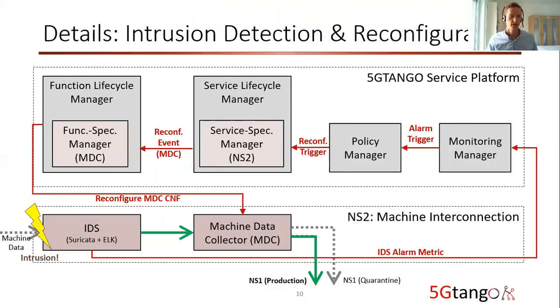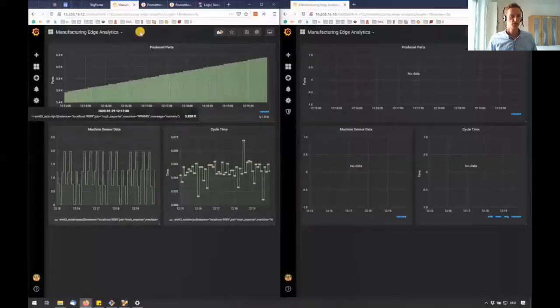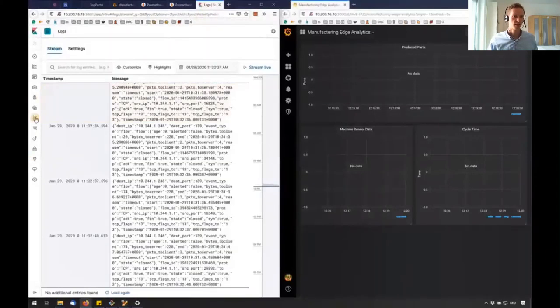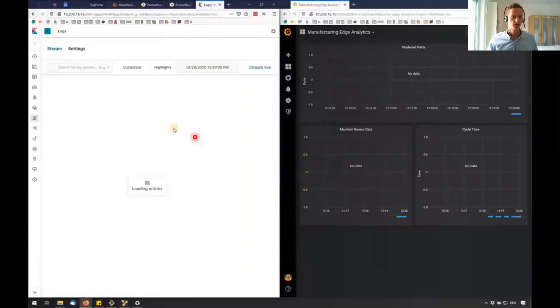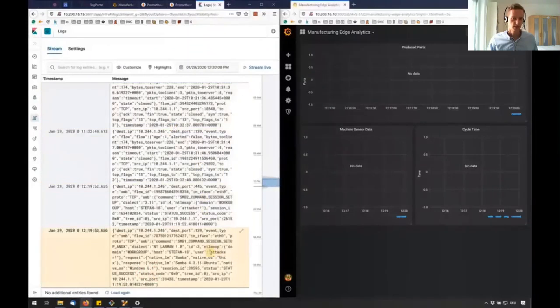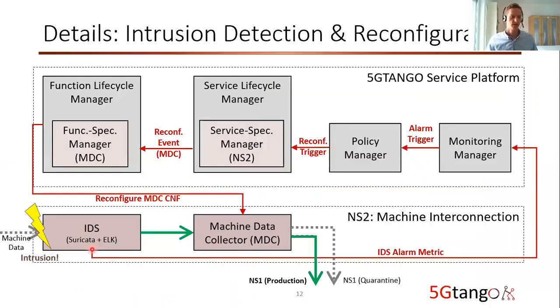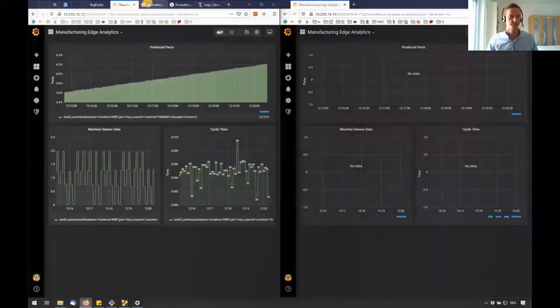So we're currently at the point that an intrusion happened, and our IDS system detects this intrusion. We can see that by having a look at the dashboard of our IDS system. Here we have a list of all intrusions, and yes, the intrusion that just happened was detected. It's down here. We also have additional information about the username, for example, of the attacker and other things that might help us here. So the IDS system detected the intrusion, and it's now setting an IDS alarm metric that is picked up by the monitoring system.